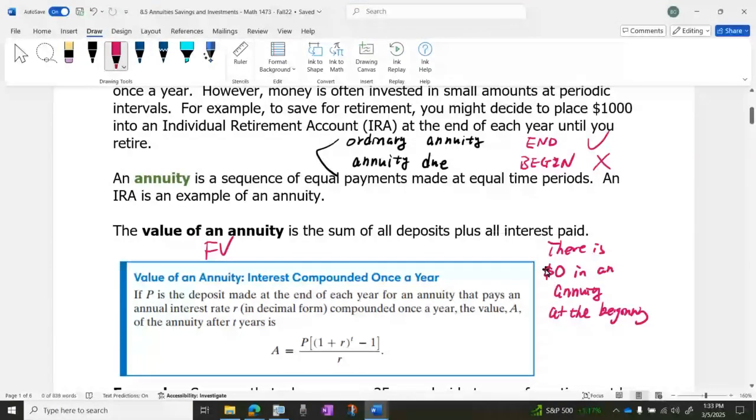Since we are talking about ordinary annuity, your annuity account has no money until the first payment is deposited at the end of the first month, or the end of the first year, depending on how you invest in the account. Does that make sense? So there's no money in the annuity account when we get it started. Is that clear, guys?